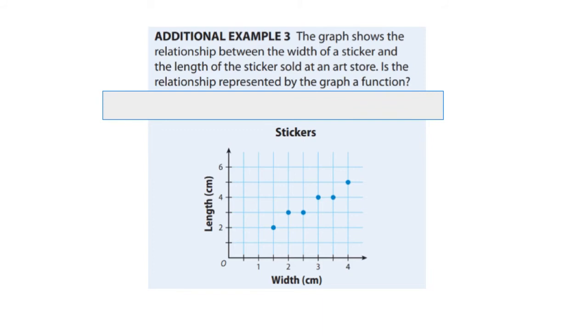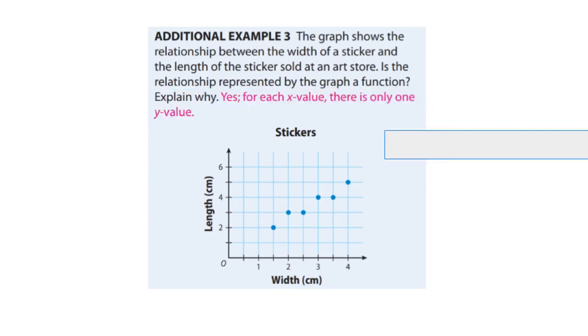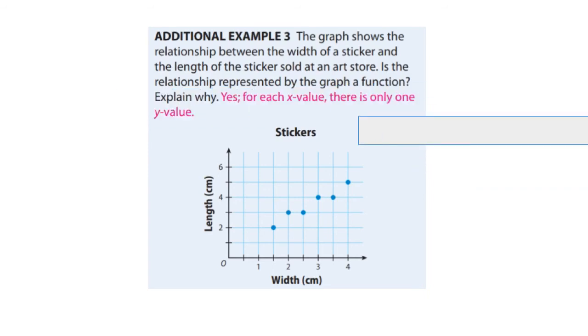So use your vertical line test. Are you touching more than one point on any vertical line? You don't touch anything more than one, so it's going to be a function. For each x value, there's only one y value.